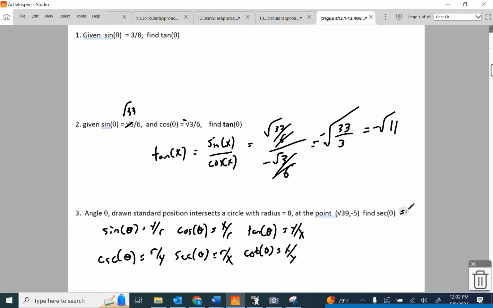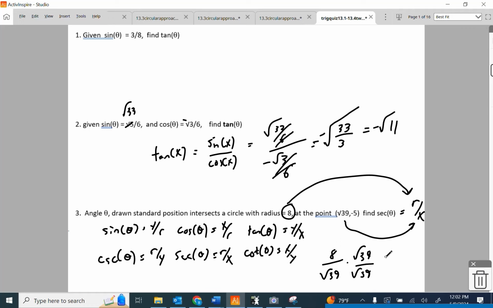So I want secant, which is r over x. 8 over root 39. Multiply by root 39 over root 39. And I get 8 root 39 sitting pretty over 39. In a perfect world, you would remember to do that.